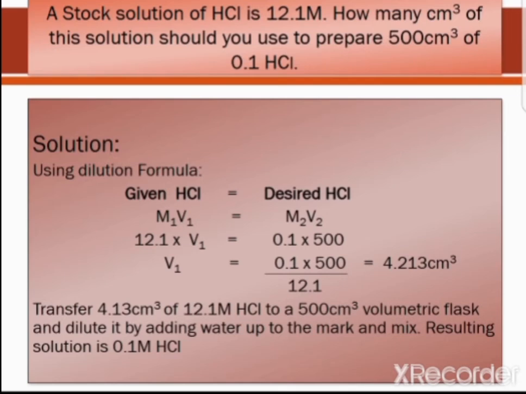500 cubic centimeter volumetric flask and dilute it by adding water up to the mark and mix. Resulting solution is 0.1 molar HCl solution. Now here is another one. Can you prepare 250 cubic centimeter of 0.5 molar MgSO4 from a stock solution of 2.5 molar magnesium sulfate?